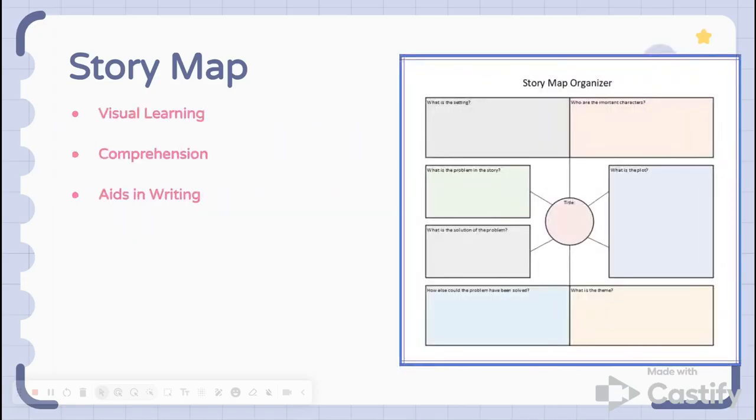Some of the benefits of the Story Map Graphic Organizer are: they help with visual learning. They help students visualize information for better recall. Story Map Graphic Organizers help with comprehension. They support understanding of story structure and relationships between parts. Story Map Graphic Organizers also aid in writing. Students can use story maps to plan their own creative writing, ensuring all necessary components like character development and plot events are included and organized logically.